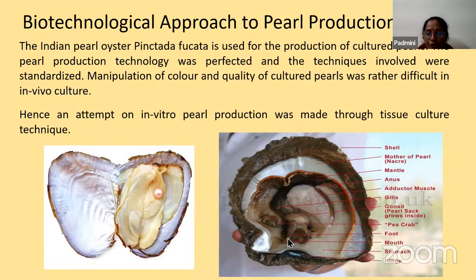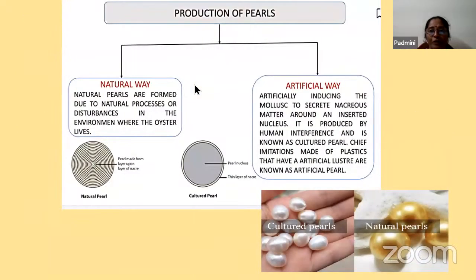Okay, so that's a mouth over there, then the stomach and a hinge, where you can just open it like that. That's the hinge over there. So those were the different parts. So what is the production of the pearls? You have two types of production. One is the natural way and one is the artificial way. The artificial way is the technology that we are going to talk about in this particular class.